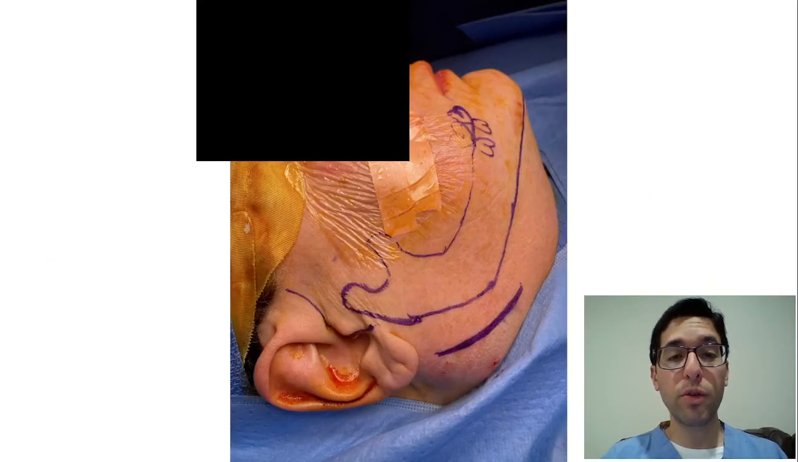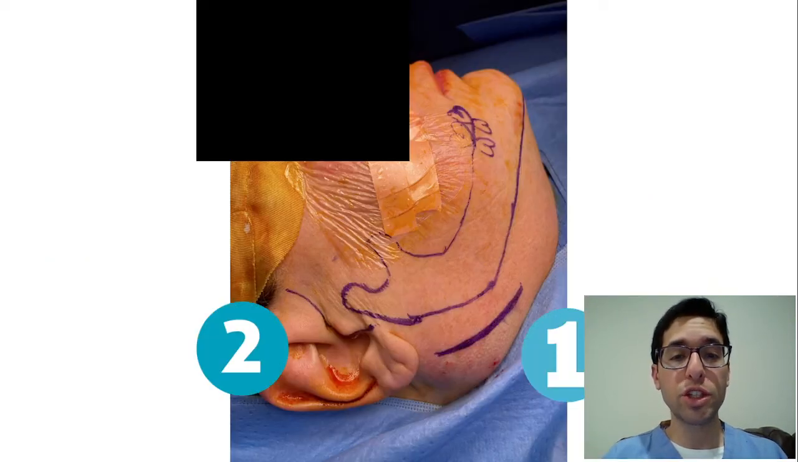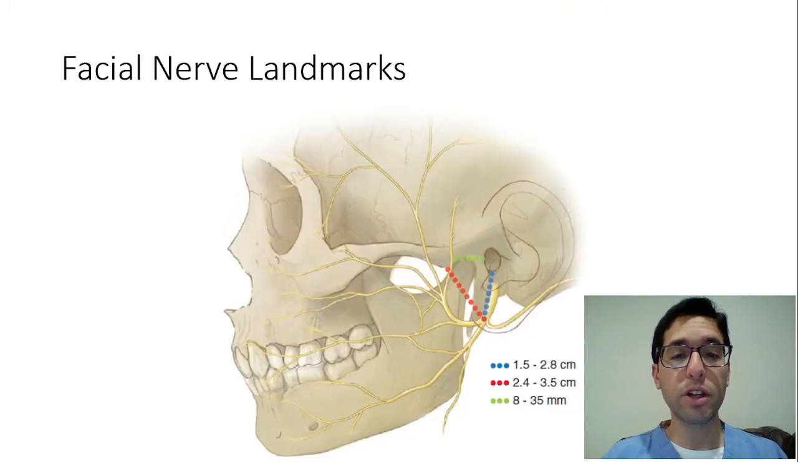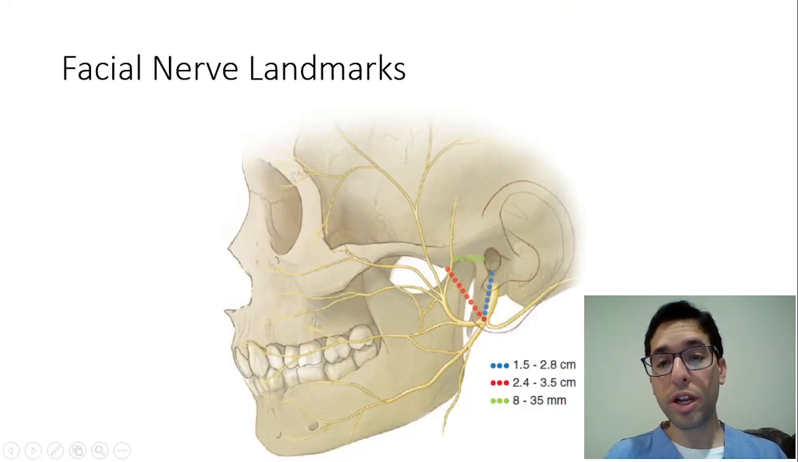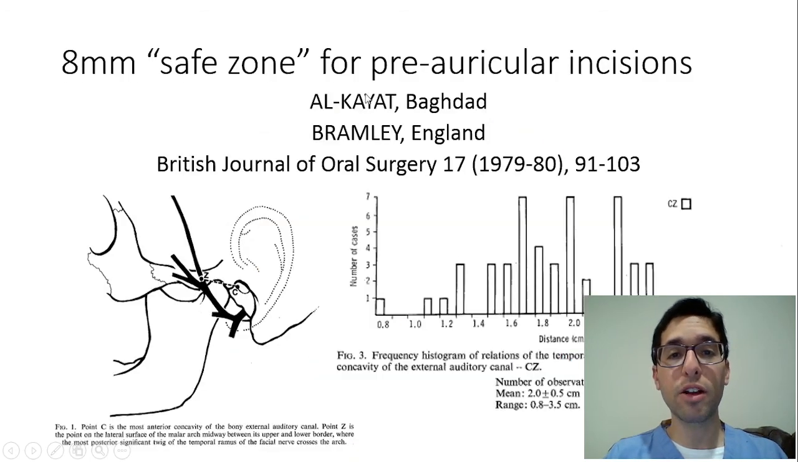So you're going to do a preauricular or an endoral incision. Like I said, 2 incisions, Risdon, and then preauricular. You do have to know this important number. This green line, 8 millimeters to 35 millimeters. This comes from the famous Al-Kayat and Bramley. I don't want to rush through it. You should know this, and if you don't know it, check out my journal club where we review this article. It's really a classic article that everyone should be very familiar with.